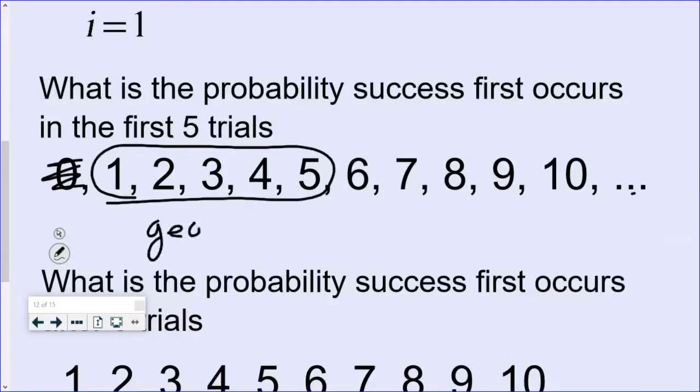So it's going to be a geometric because we're looking for our first success. We circled some numbers. I'm going to tell it the chance of success, and in this case 5. That's when I want to stop. I want to stop on the 5th trial.